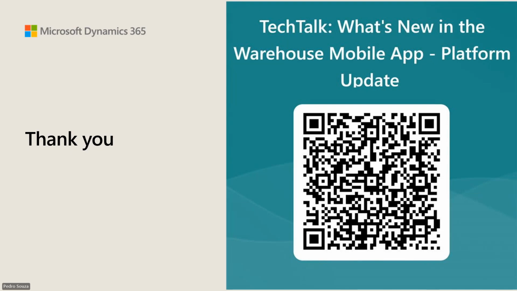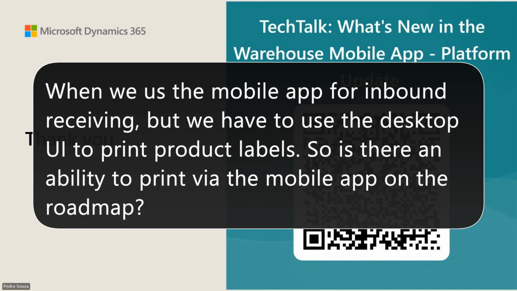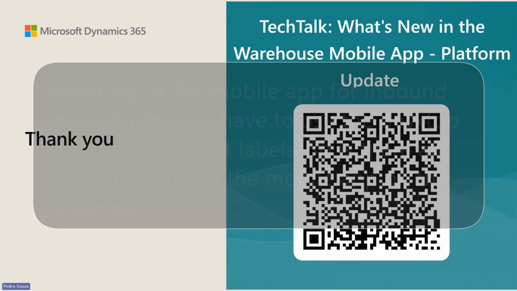We have a question on printing. When we use the mobile app for inbound receiving, we have to use the desktop UI to print product labels. Is there an ability to print via the mobile app on a roadmap? This is specifically for product labels, not license plate labels. I think this can come for the ideas, but not at this version. At least we are not addressing this issue in this version, but it's for sure something that we already took note of. It's one of the ideas that we have.